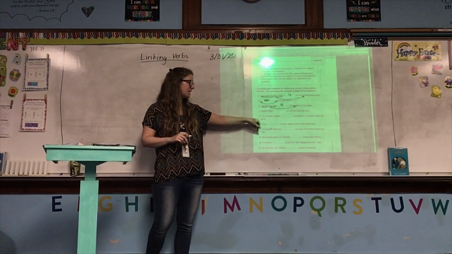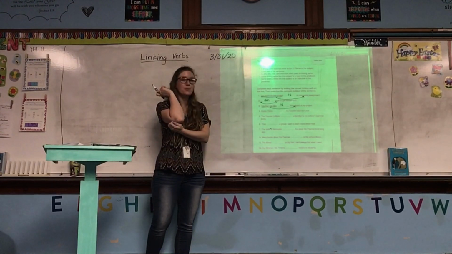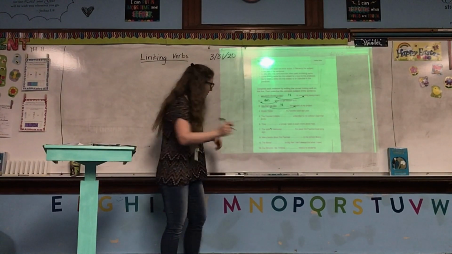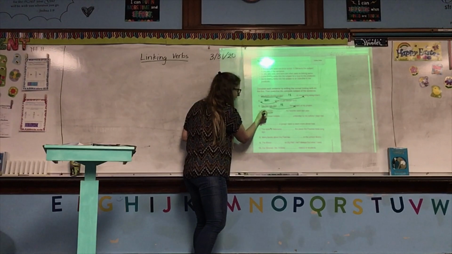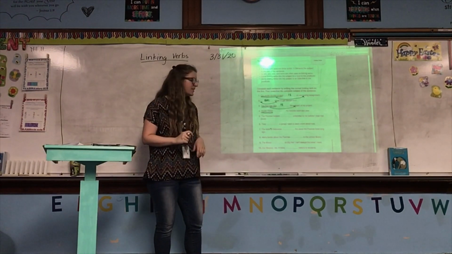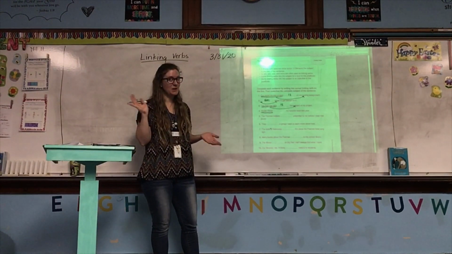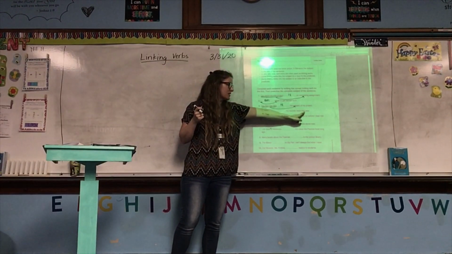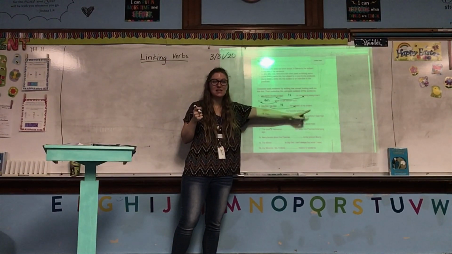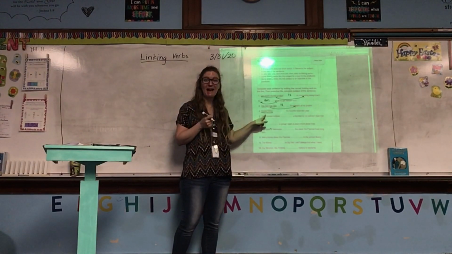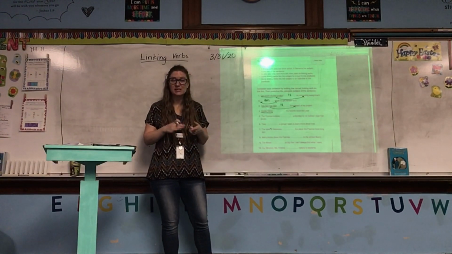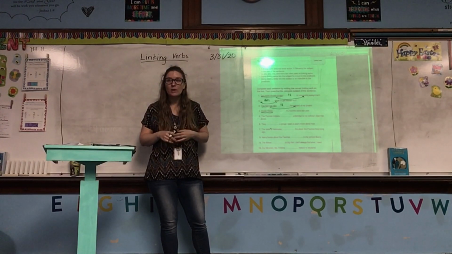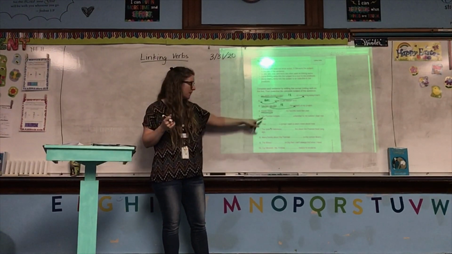Number 4, Mystic Horse blank my favorite book last year. Well, we know the subject is Mystic Horse, so we're going to underline it again. Think about why they underlined it in the first place. And now we see the words last year. That tells us that this happened in the past. So we can't choose is, am, or are. We have to choose was or were.